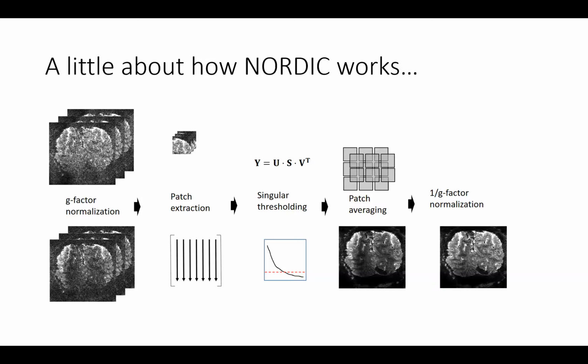We then perform the average across all the independent patches on which we have performed our PCA, recombine them, and then multiply by the G factor. Inject the G factor back in.